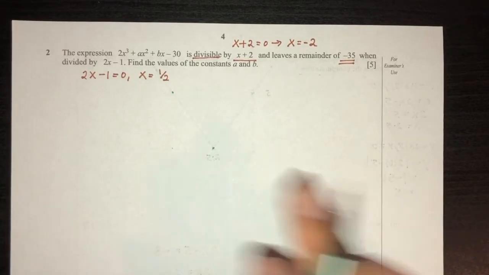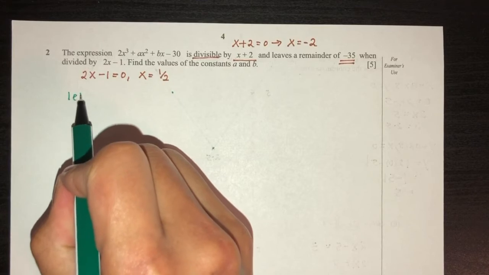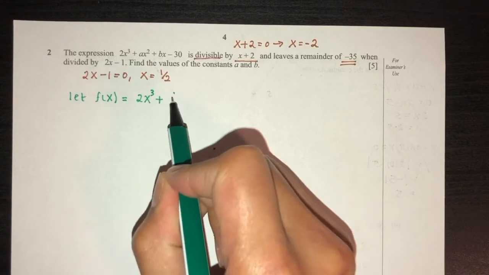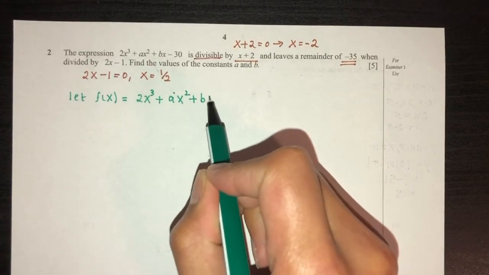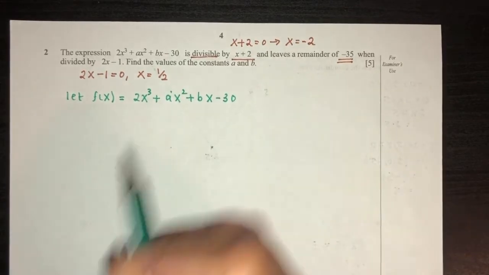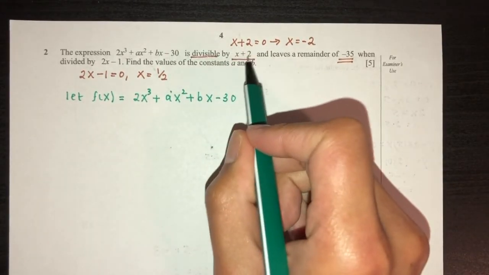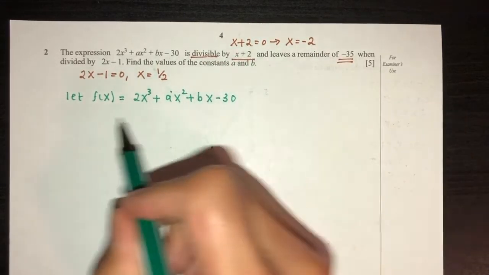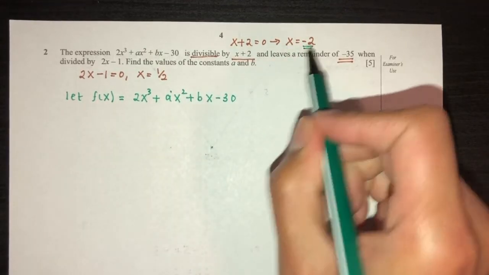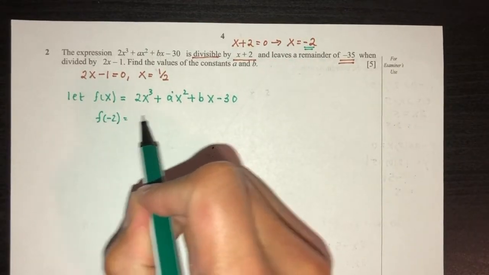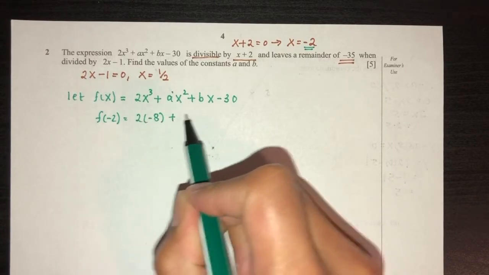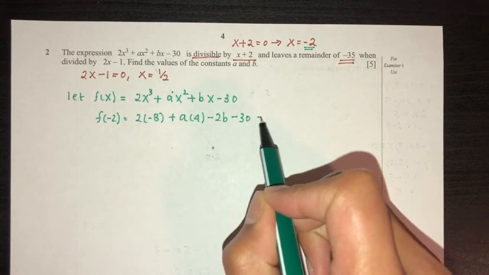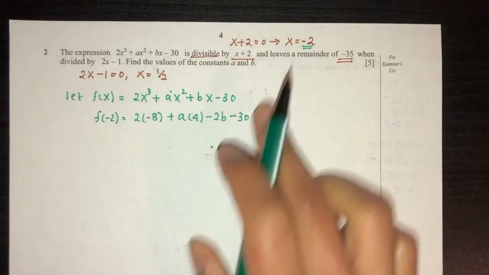So when x is equal to half, the value of this expression becomes minus 35. So let's solve this part by part. First one, let's call f of x equal to your expression 2x cubed plus ax squared plus bx minus 30. When this is divided by this, it is divisible, meaning there's no remainder. It is equal to 0. As you can see here, x is equal to minus 2. So f of minus 2, that should be 2 times minus 8 plus a times 4 minus 2b minus 30. It should give you 0 because it is divisible by this factor.